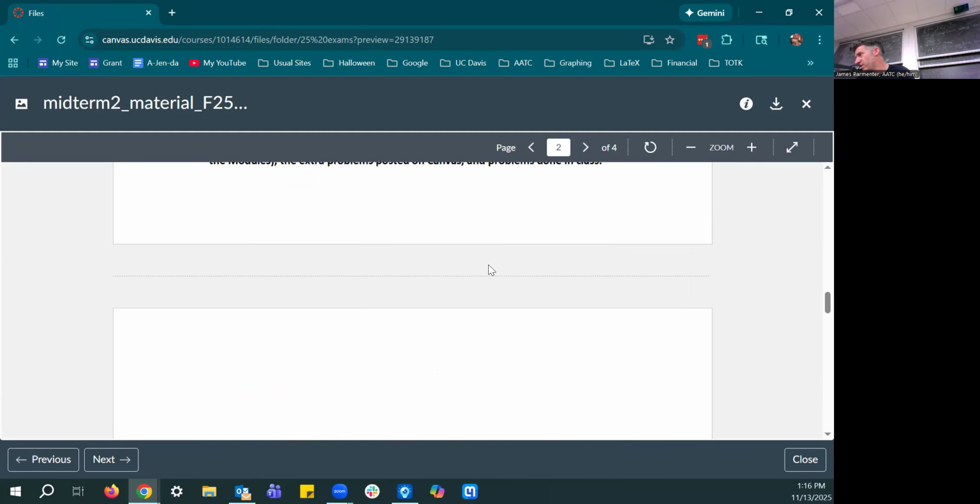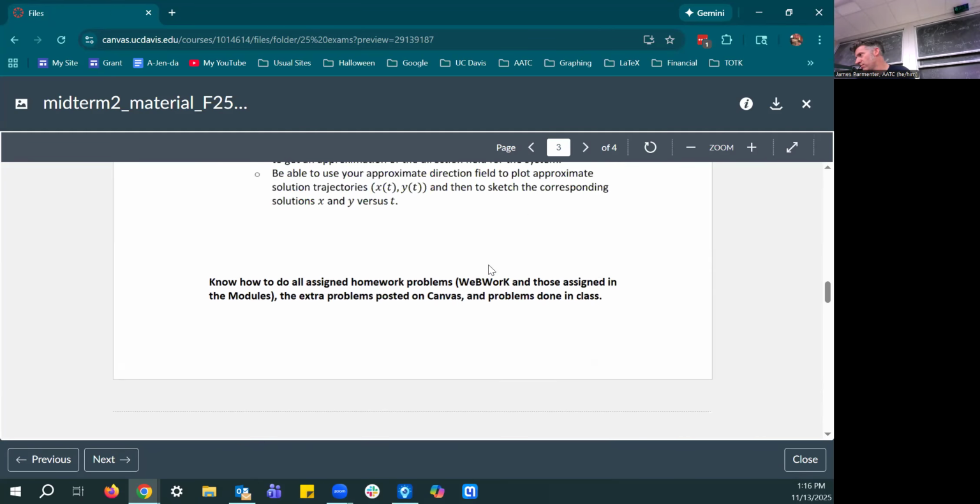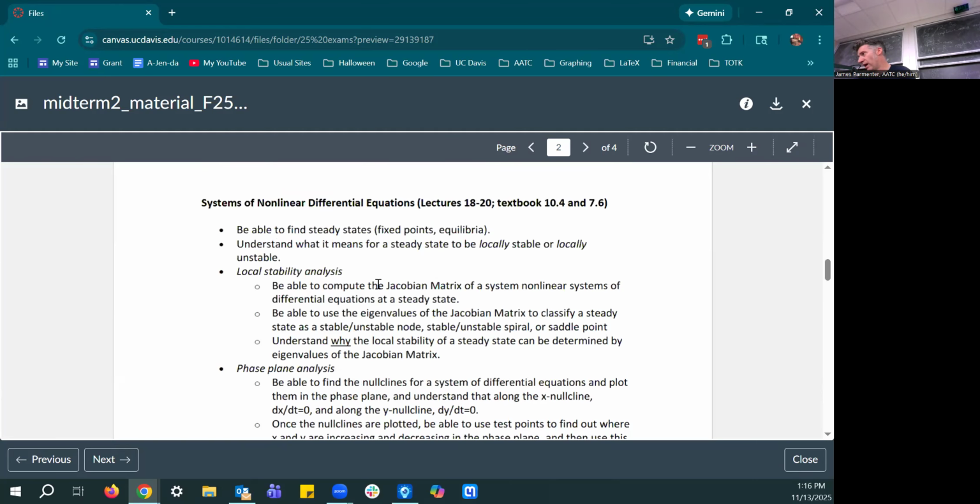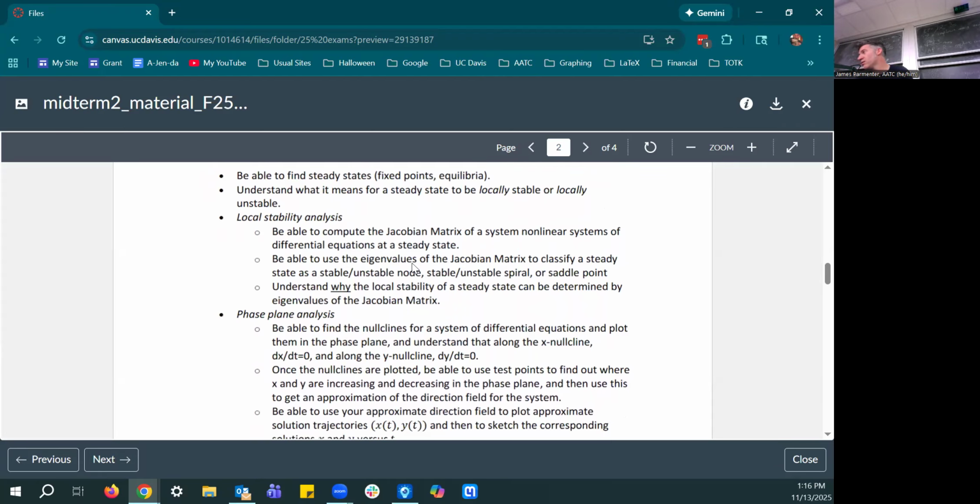And then the stuff we've been doing, wow, so many pages. We've talked about all this recently. For nonlinear differential equations, be able to find the fixed points or equilibria, and understand what it means to be locally stable or locally unstable. For local stability, we're looking at the Jacobian.